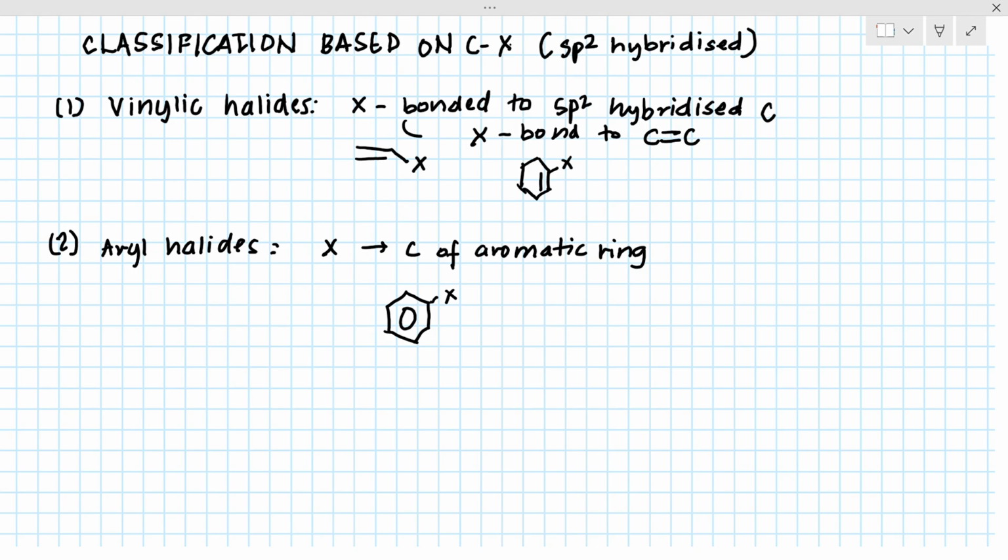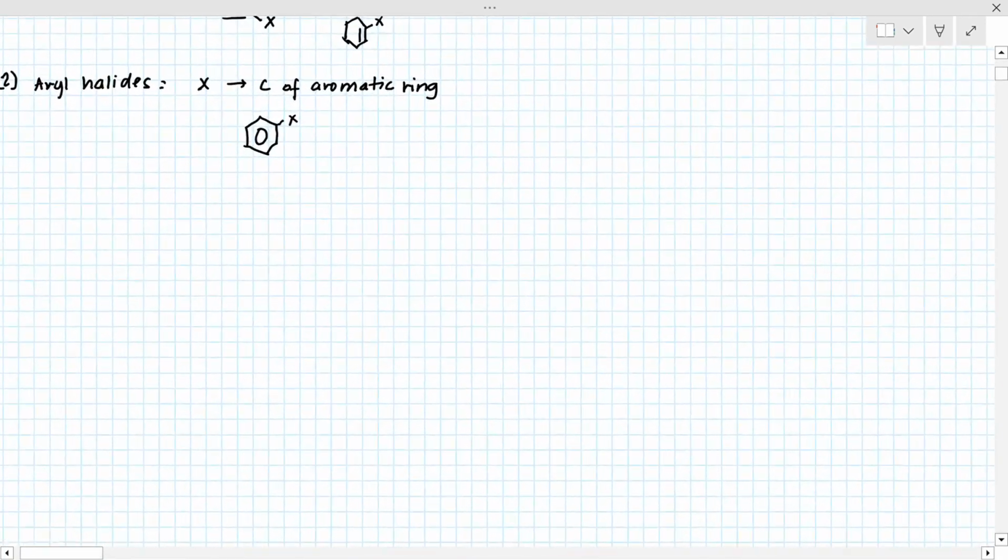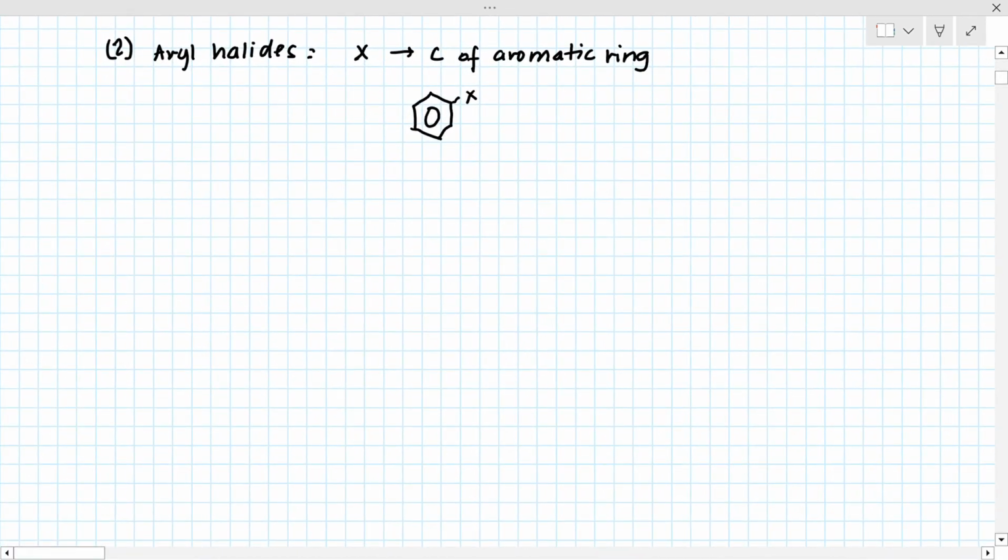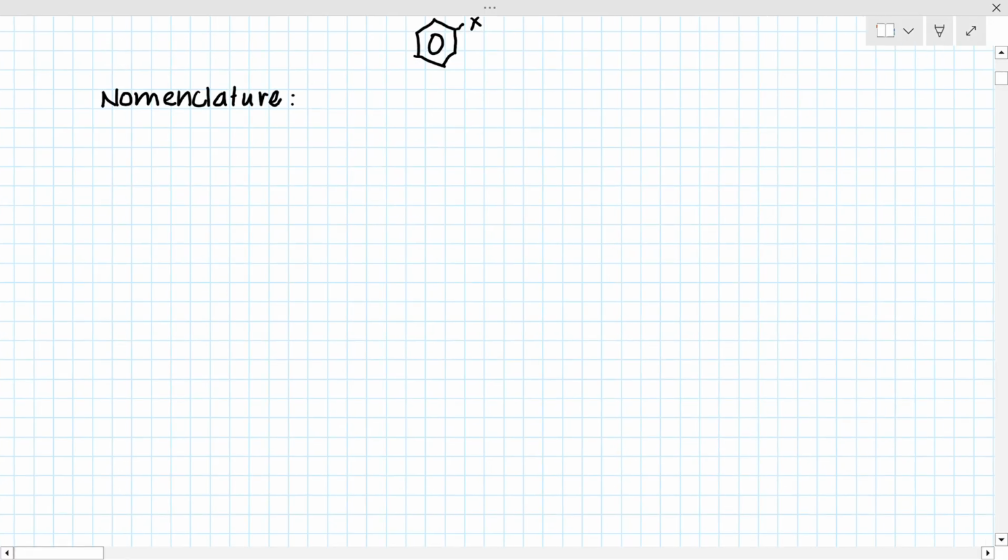This is the classification. Now we're going to the most important part of organic chemistry, that is nomenclature. First we'll go to nomenclature of haloalkanes, where the first step is to choose the longest chain, which is constant for all of them.